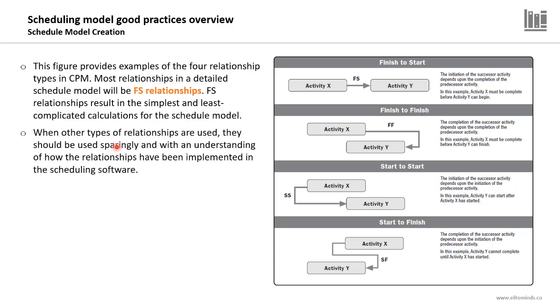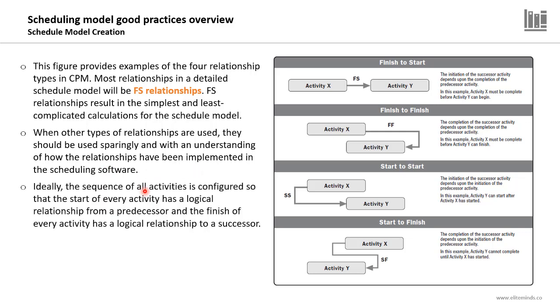When other types of relationships are used, they should be used sparingly and with an understanding of how the relationships have been implemented in the scheduling tool or the scheduling software. Ideally, the sequence of all activities is configured so that the start of every activity has a logical relationship from a predecessor, and the finish of every activity should have a logical relationship with its successor.